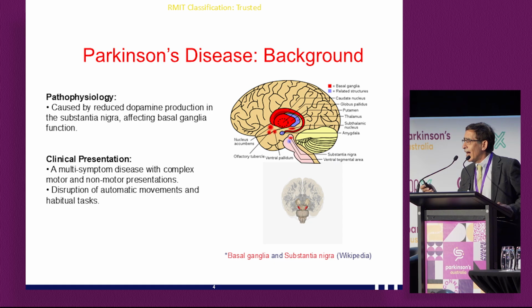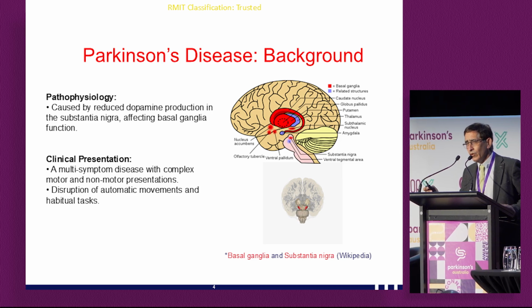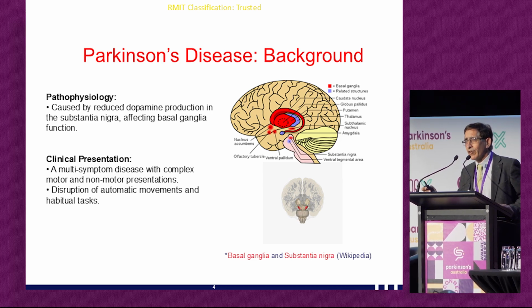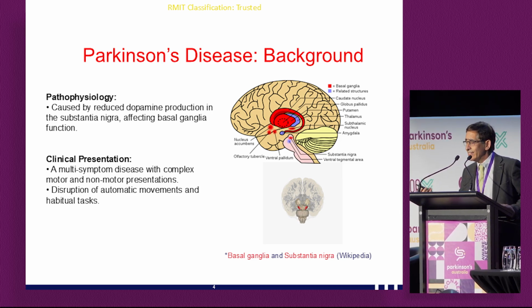When we were looking at how do we determine what is the best parameter to measure in order to determine if the person has got the disease, and if so, how do you monitor the progression of the disease, we looked at this as a driving factor.